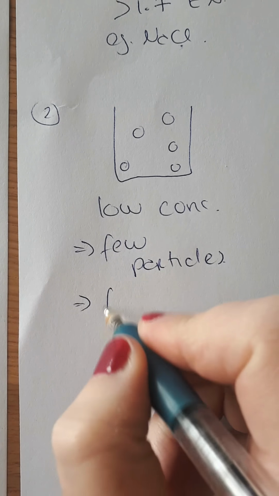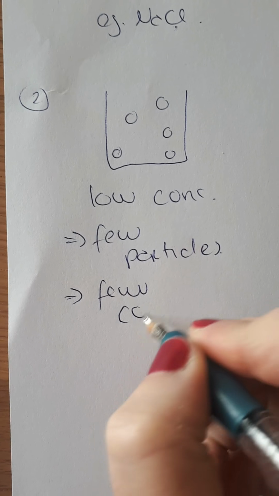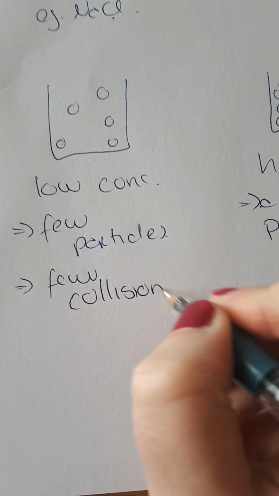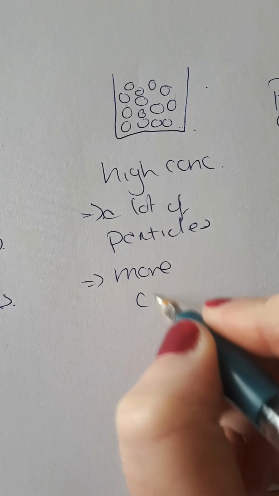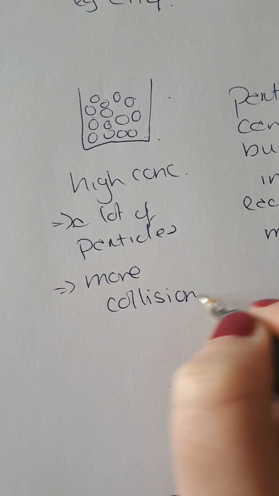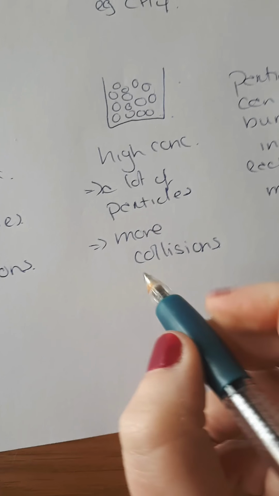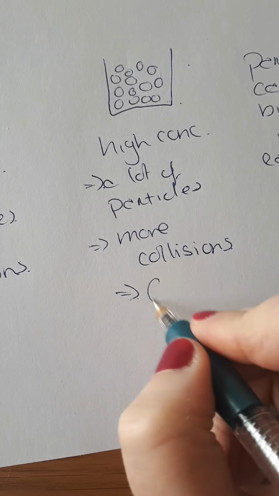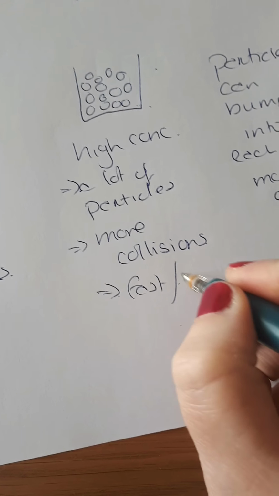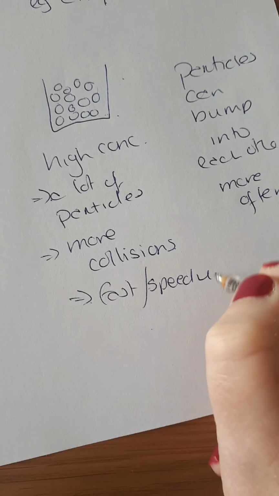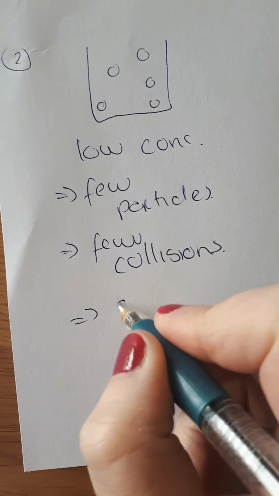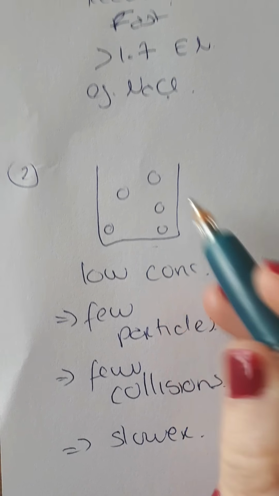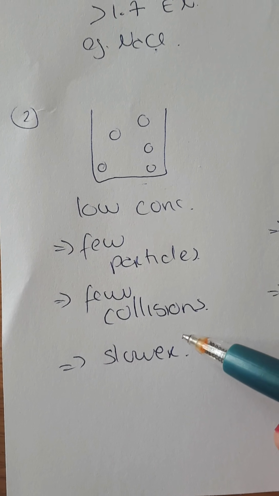So we're going to put in here a few collisions. And here we'll just put in more collisions. Okay. If there's more collisions, that's going to speed up the rate of reaction or make it a lot faster, whereas here it's going to be a lot slower. Eventually the particles will bump into each other and eventually the reaction will occur, but it's just going to be a lot slower.